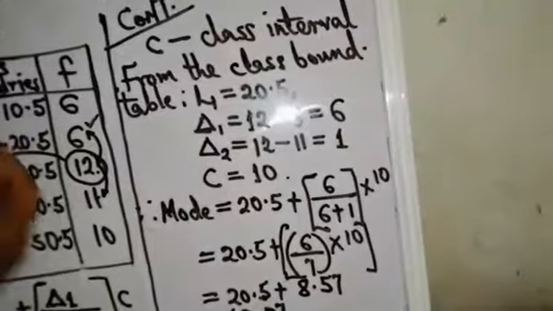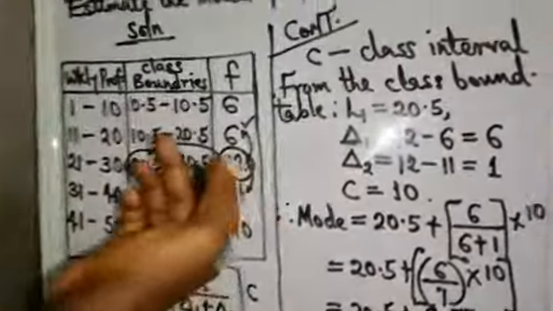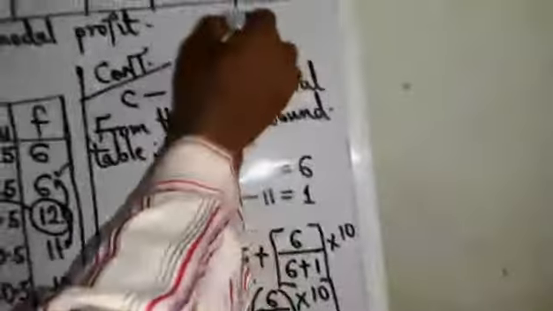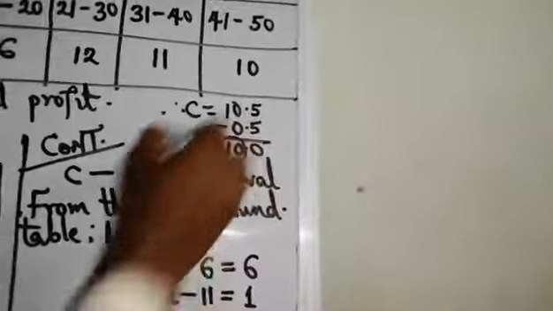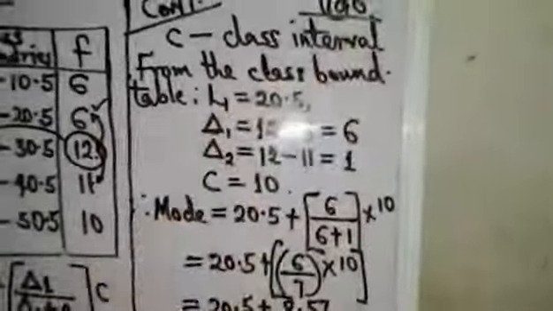When you call something class interval, it is the range of the classes. If you look at this from 0.5 to 10.5, how will you get the class interval? The range of the values you are given here will be 10.5 minus 0.5. You find the difference. That will give you 10. The class interval is 10. That's how to obtain our class interval.